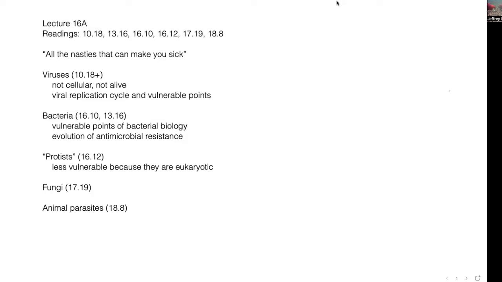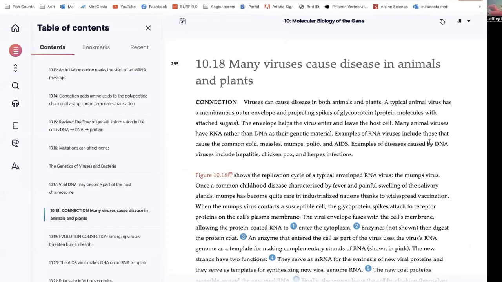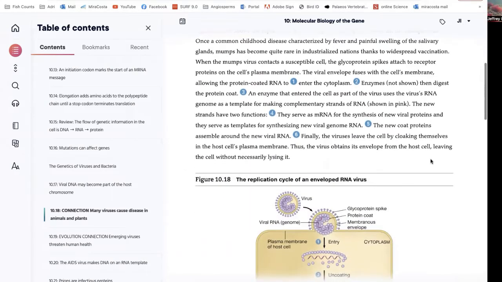We'll start with viruses. In fact, I'll point you in the direction of chapter 10, section 18. Let's see if I can find that. Here we are. Again, there are several different places you can go to get this information.